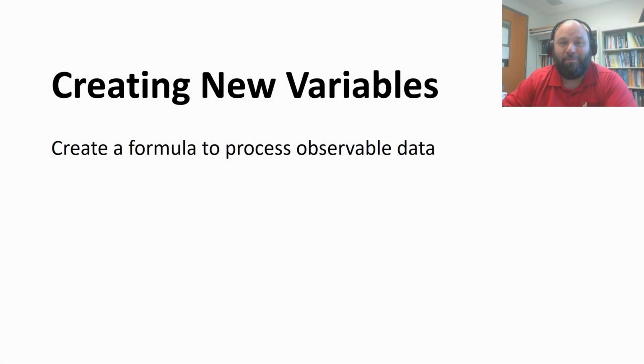The last thing we're going to talk about in this section is how to create new variables from existing variables. So suppose you have some observable data, but it doesn't tell you exactly what you want. Can you process that data to get what you want? And by process, we mean do something to those numbers using a formula. Let's look at an example.